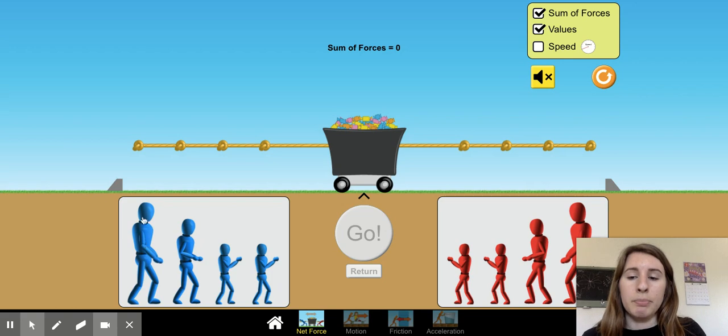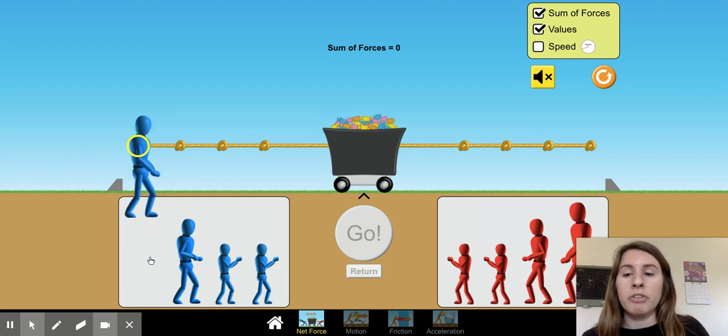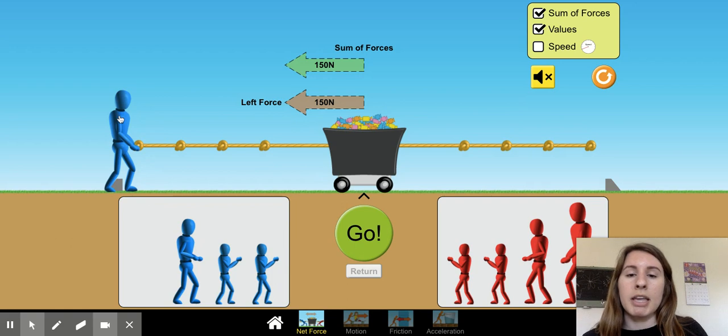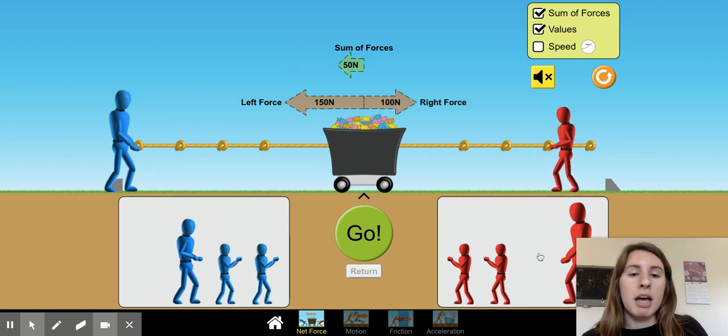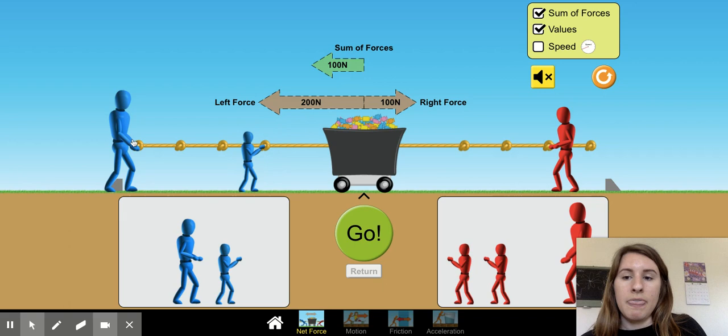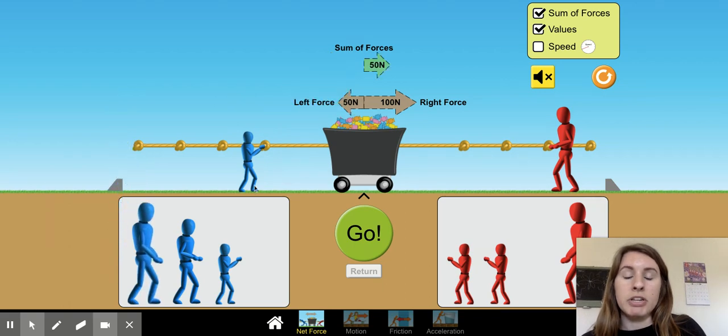So the different size of simulation human means different force. So if I add the greater guy, he's 150 newtons. If I add the medium guy, he is 100 newtons. If I add the smaller guy, they are 50 newtons. So 150, 150.